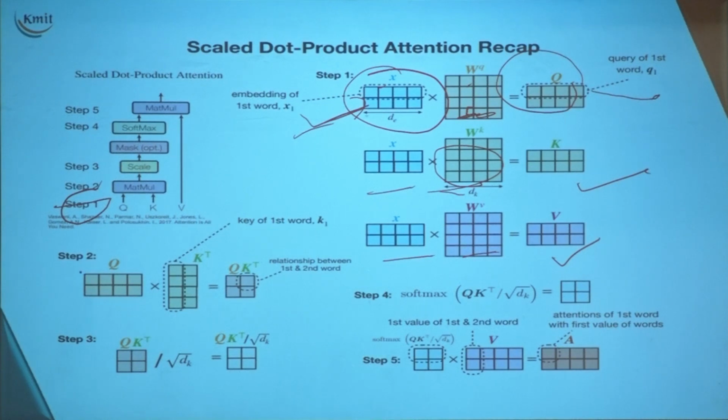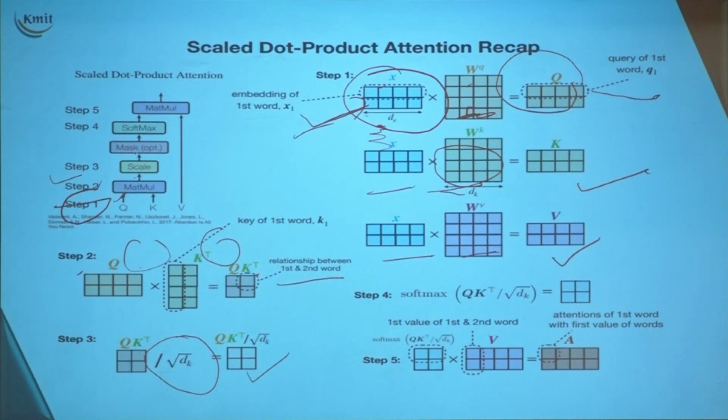Now what am I doing in step 2? Q and K transpose. Can you see this step 2 here? Matrix multiplication, that is Q into K transpose. What does Q into K transpose do? It finds the relationship between the first word and the second word. Are you all with me? Next, what is step 3? Scaling. What do you mean by scaling? Dividing this Q K transpose by square root of dk. What is this dk? The dimension of the vector that I have taken here. This is called scaling.